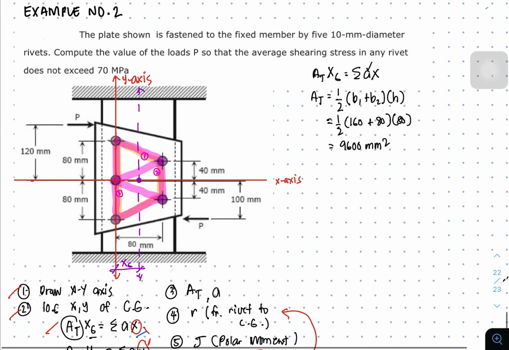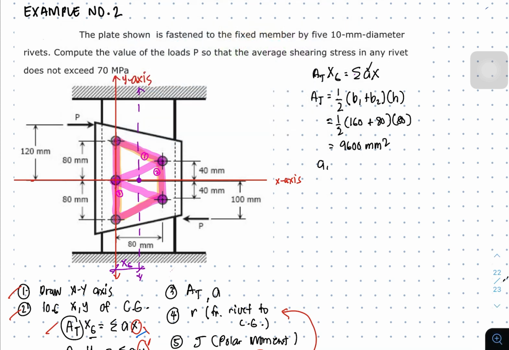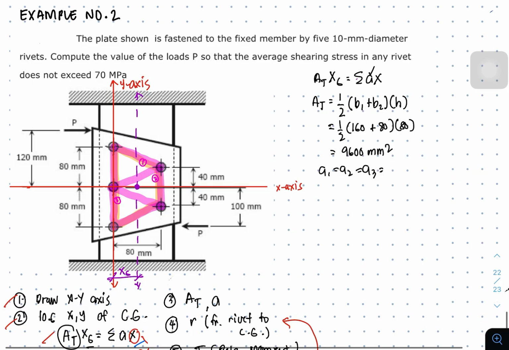Based on the diagram shown, since these are 3 similar triangles, I can simply assume that area 1 is equal to area 2 equals area 3, and the formula for the area of a triangle is simply 1/2 base times height. Its base is 80 and its height is 80 as well, times 1/2, and that gives us a value of 3,200 square millimeters.